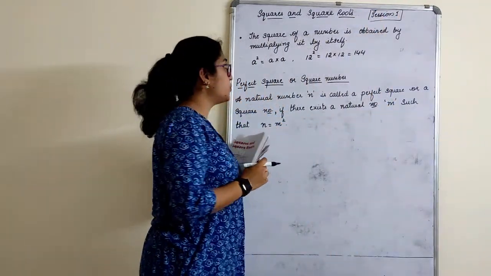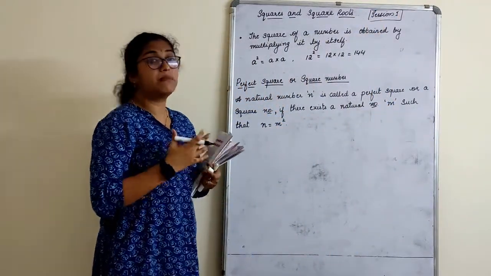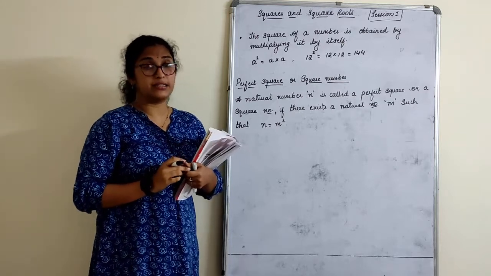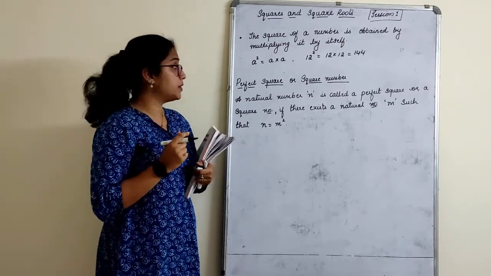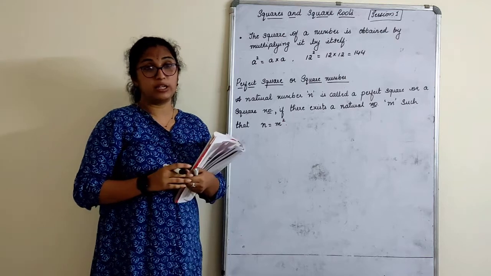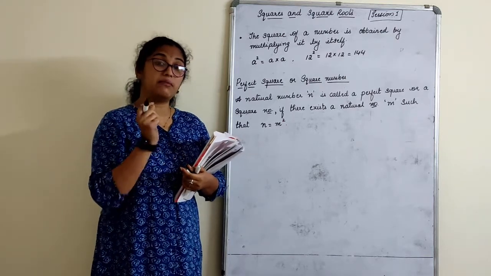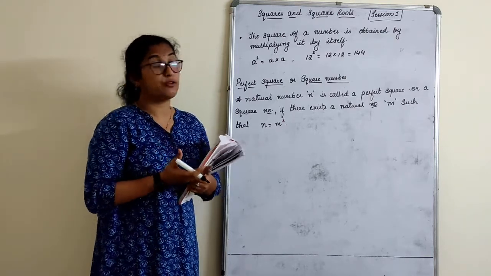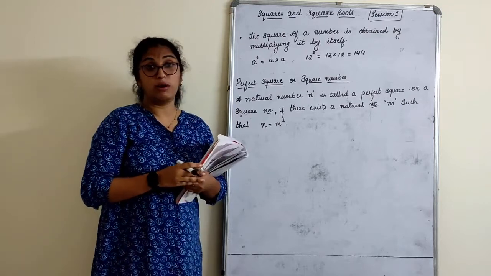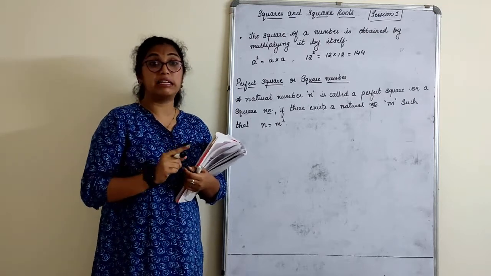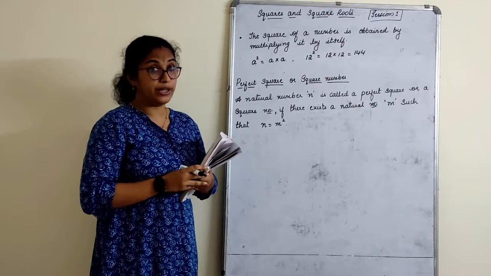So the square of a number is obtained by multiplying a number by itself, that is called a square number. For example, a square: I get a square when I multiply a by itself. 12 square: when I multiply 12 by itself, that is 12 into 12, which is 144.